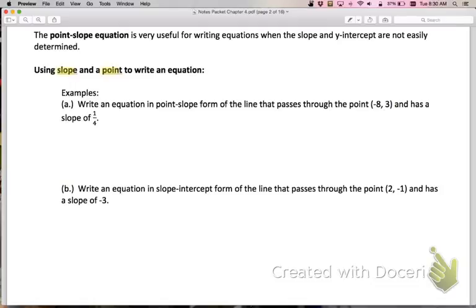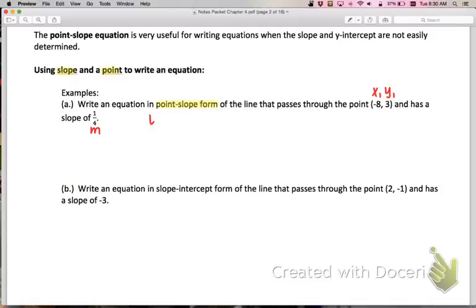So let's look at the example that we have here. Example 1, write an equation in point-slope form of the line that passes through the point -8, 3 and has a slope of 1/4. The first thing that's really important to notice is that we want our final answer to be written in point-slope form, okay? Then they gave us two things. We have an ordered pair. Remember we said that's x1 and y1. And then we have our slope, which we know is m.